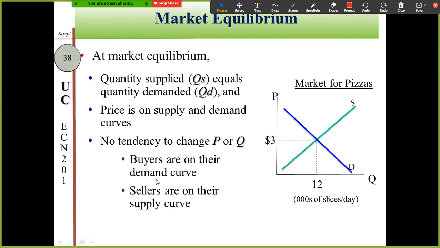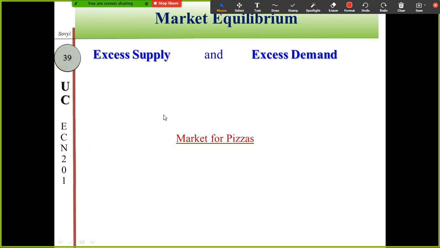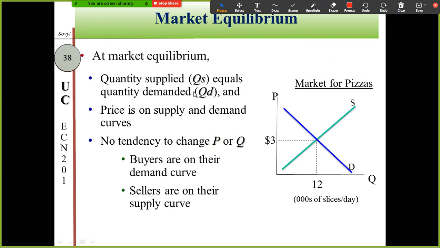Buyers are on their demand curve. Yes, buyers are here, $3 per slide, on the demand curve. Sellers are on their supply curve, $3 per slide, also on the supply curve. 12,000 slides per day on the demand curve, 12,000 slides per day also on the supply curve. Okay, the other condition, this is market equilibrium.